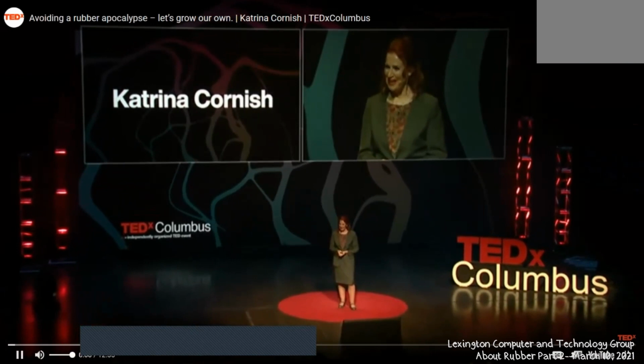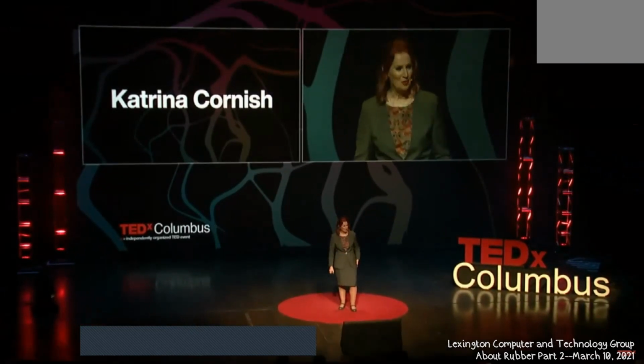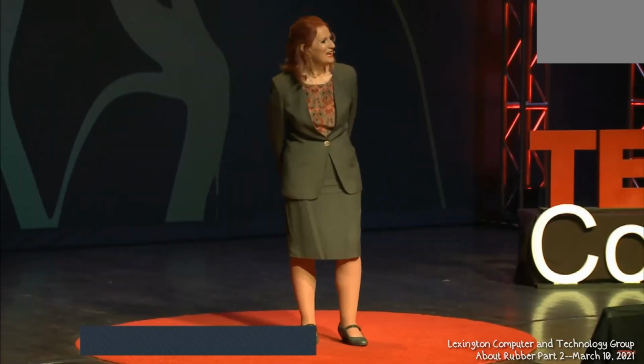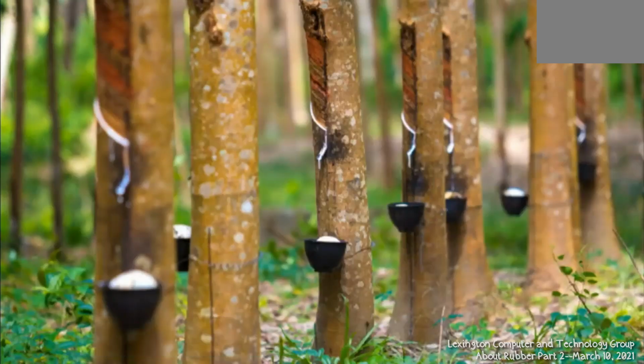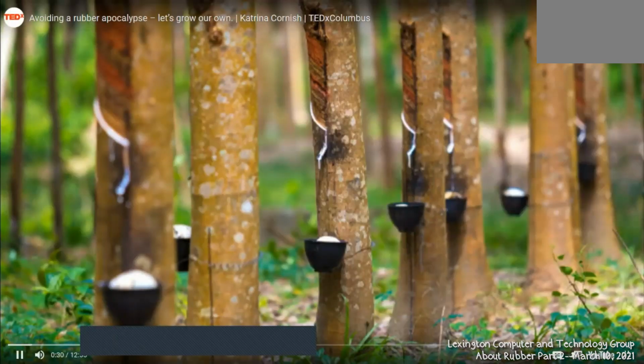Well, hello. And today we're actually going to talk about rubber. You guys can hear this, right? And rubber is something that is essential to our way of life, but very few people understand that. So natural rubber is what we're talking about. Now, natural rubber is produced by trees and other plants. Yes. So this is how we produce it in the world today.